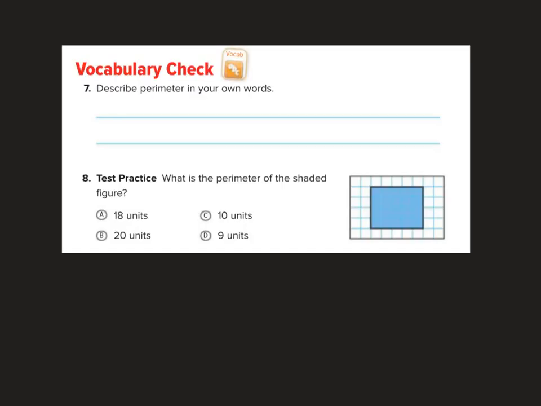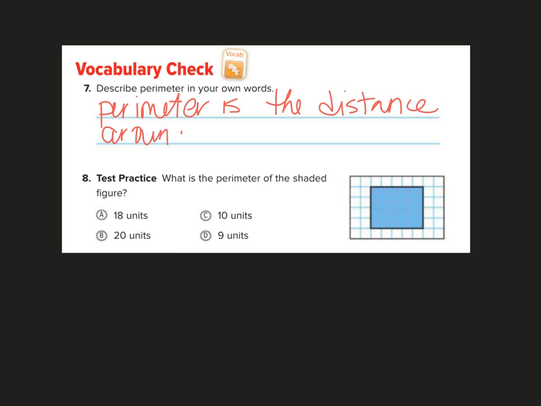Nice. Describe perimeter in your own words. Perimeter is the distance around the outside of a shape. Wow. Starting to lose it. Now I should also erase my lowercase p and make a capital P because I'm writing it in a sentence.